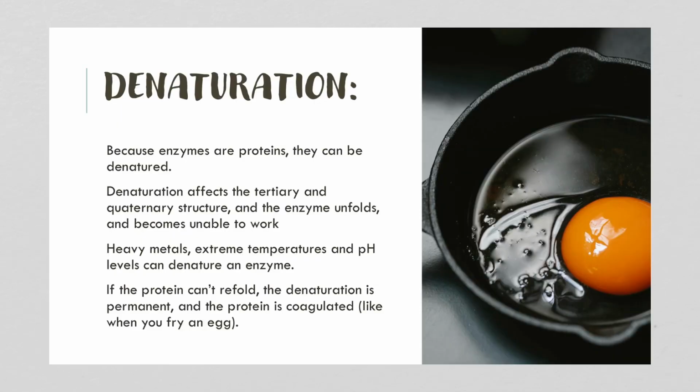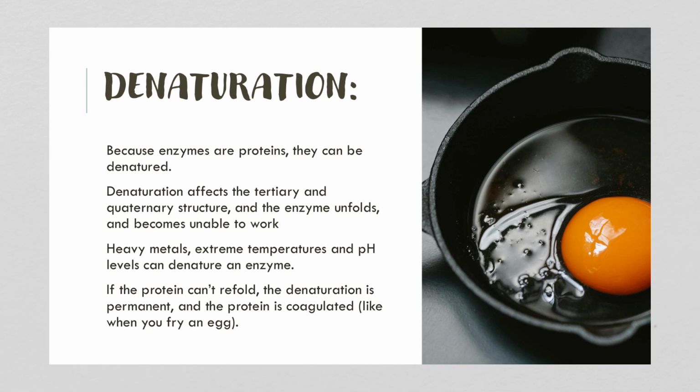So because enzymes are proteins, they can be denatured. And that will affect both the tertiary and quaternary structure of the protein. So the enzyme will unfold or unravel, and it won't be able to do its job. So there's a lot of things that can affect enzymes and denature them.